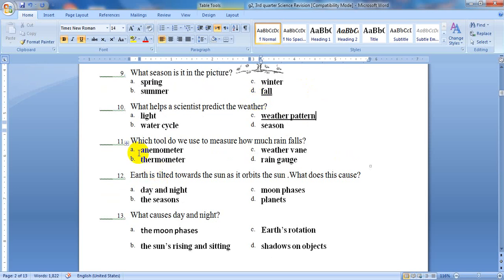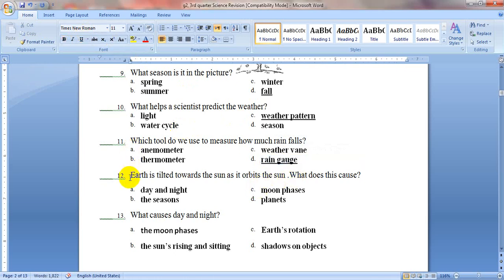Question number 11. Which tool do we use to measure how much rain falls? The amount of rain that falls from the sky. Which tool do we use to measure? Do we use an anemometer, a thermometer, a weather vane, or a rain gauge? Of course, we use a rain gauge to measure the amount of rain that falls from the sky.